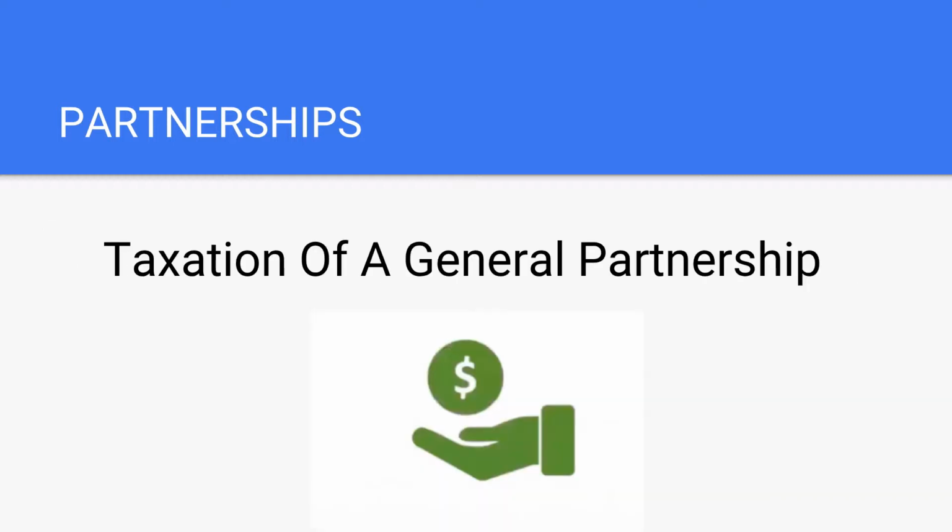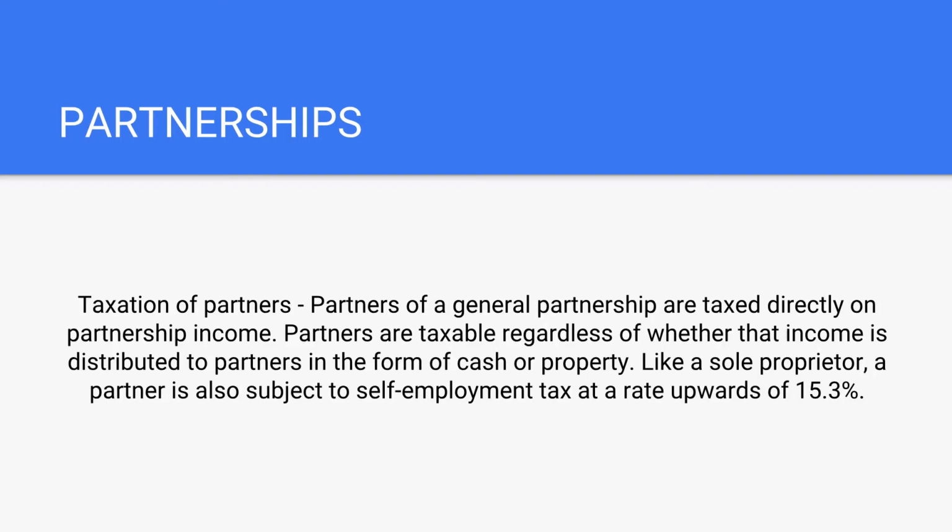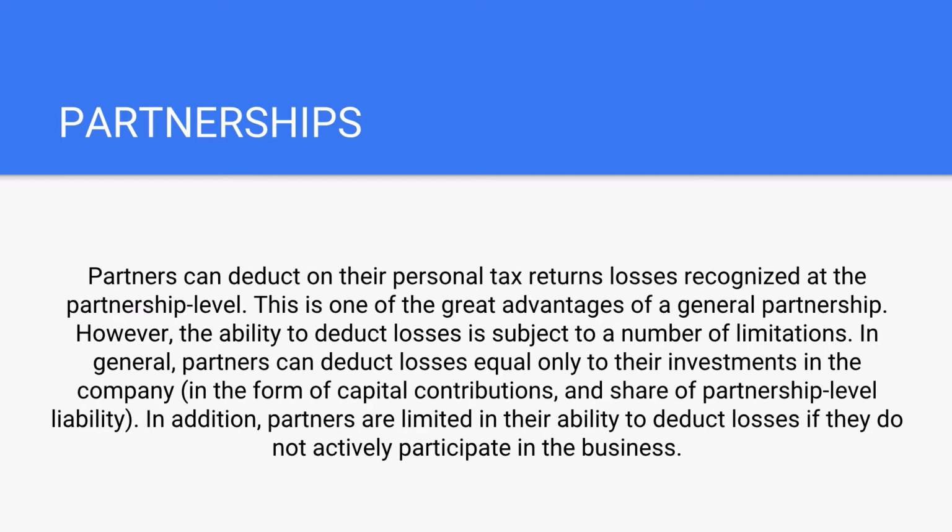So, taxation of a general partnership. A general partnership does not pay tax itself. Partners of a general partnership are taxed directly on the partnership income. Partners are taxable regardless of whether that income is distributed to the partners in the form of cash or property. Like a sole proprietor, a partner is also subject to self-employment tax of upwards of 15.3%.